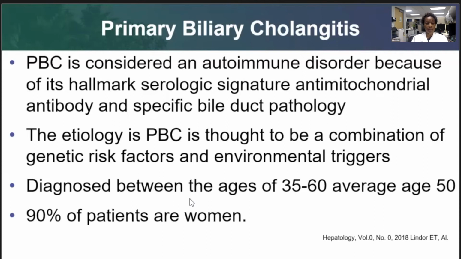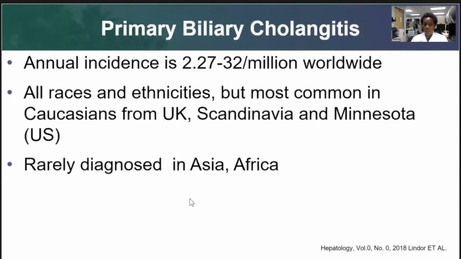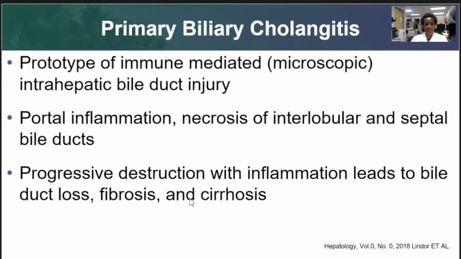Now, annual occurrence, this is a wide range of numbers from 2 to 32 million worldwide. All races and ethnicities can have this disease, but it's usually found in Caucasians from the UK, people from Scandinavia, and in the US, lots of people in Minnesota have this disorder. It's rarely diagnosed in patients who are from Asia or African descent.